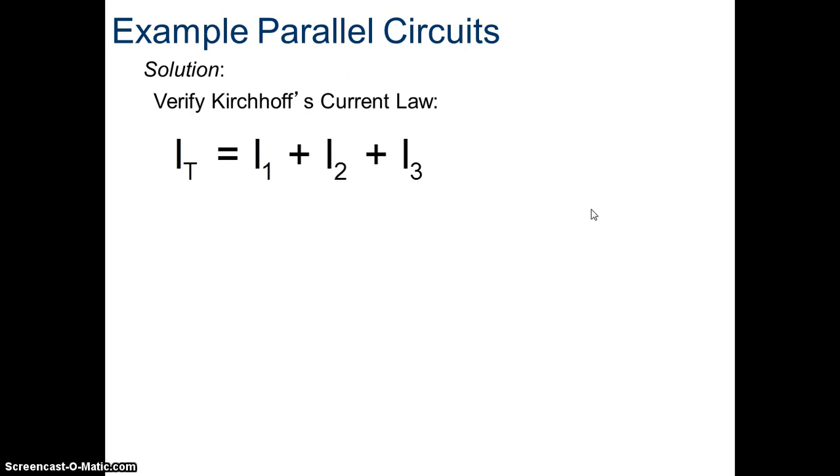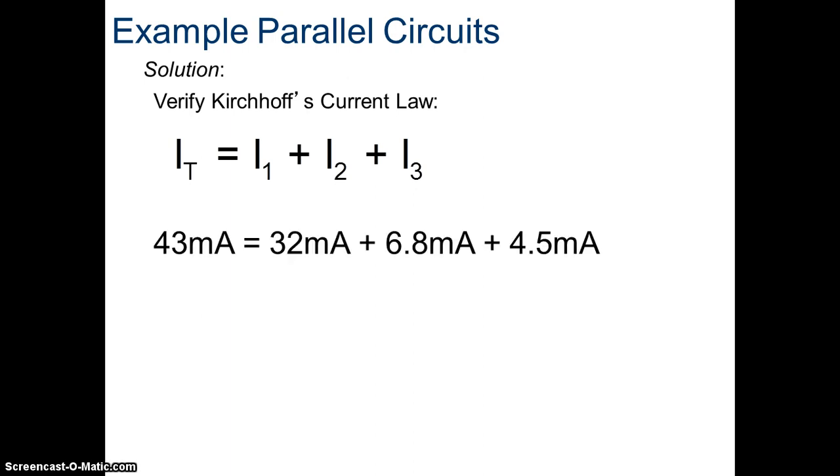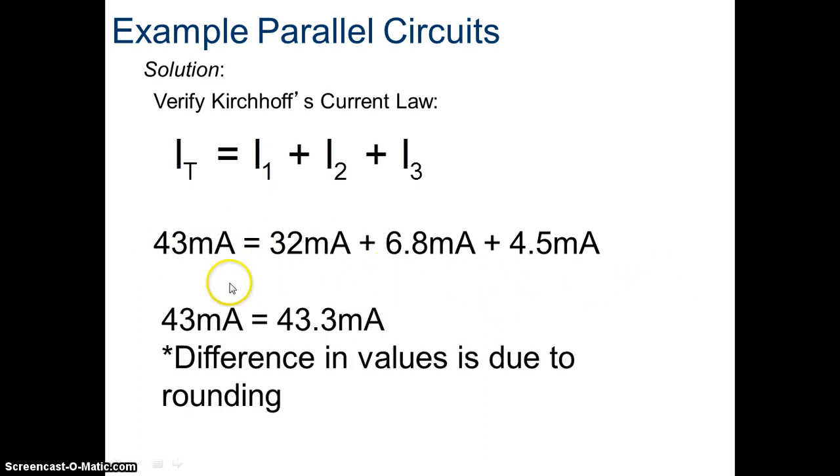We know that the total current needs to equal the addition of all of them. So our total was 43 milliamps. Our individual currents were 32 milliamps, 6.8 milliamps, and 4.5 milliamps. You could also keep these in amps. The decimal place will just be over three places. And now we got 43 milliamps equals 43.3 milliamps, and we just have that difference because of our rounding.